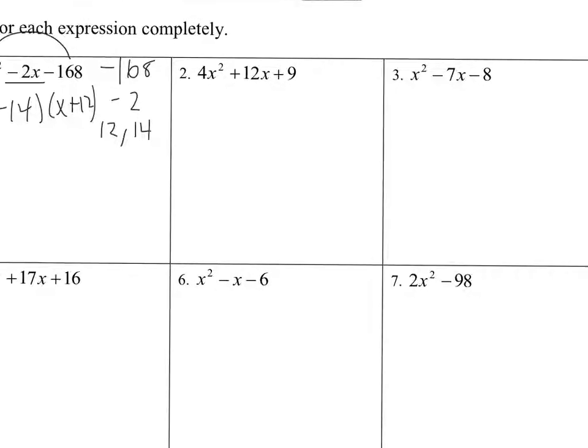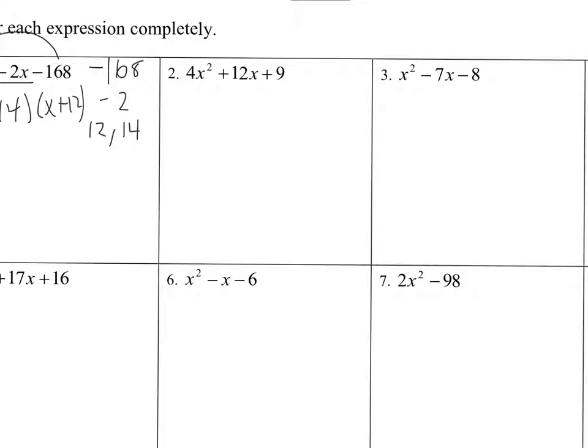And number 2, I try to check for a greatest common factor. No, it doesn't have one. So the coefficient of x squared is not 1. I'm going to do 4 times 9 and I get 36. Two numbers that multiply to 36 and add to 12 are 6 and 6. So instead of writing 12x in the middle, I'm going to write 6x and 6x. The polynomial is still the same, I just stretched it out. I do that because now I can factor by grouping.